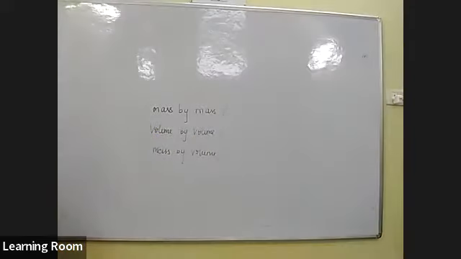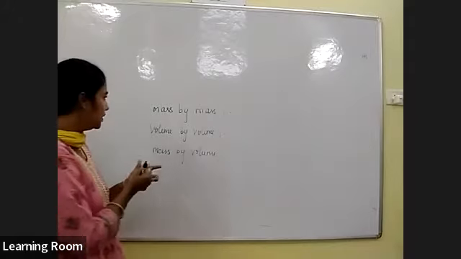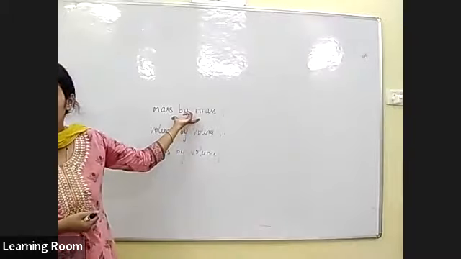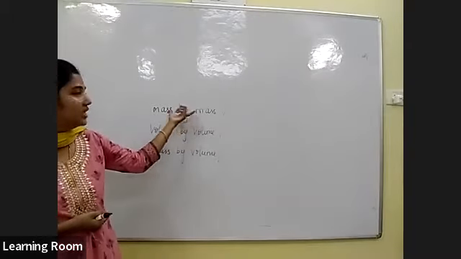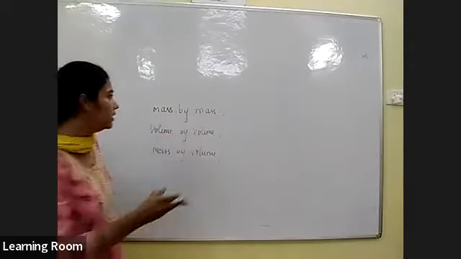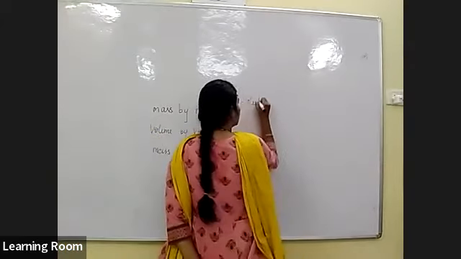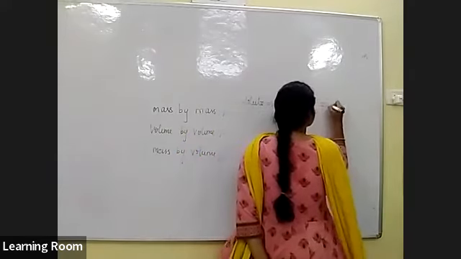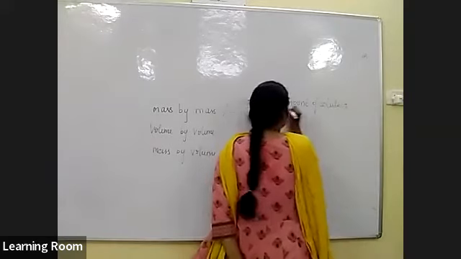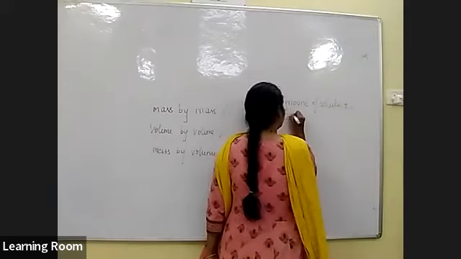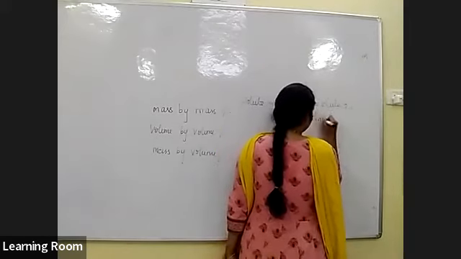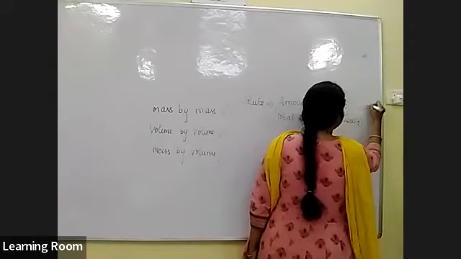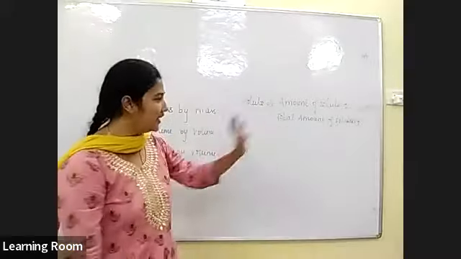So first one is mass by mass percentage. Here, both of them are mass, in the sense both of them have been measured in terms of grams. If you're taking the solute, the mass of the solute is the amount of solute in grams divided by the total amount of the solution in grams, into 100%, or into 100, that's fine.